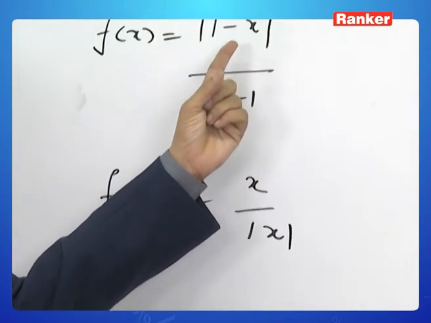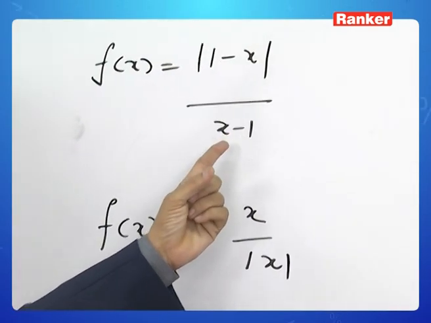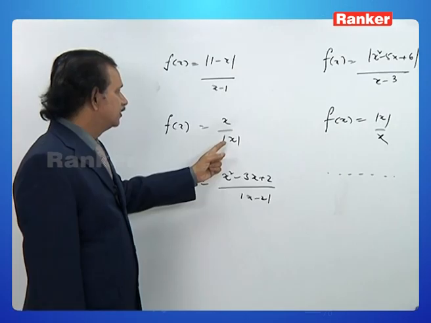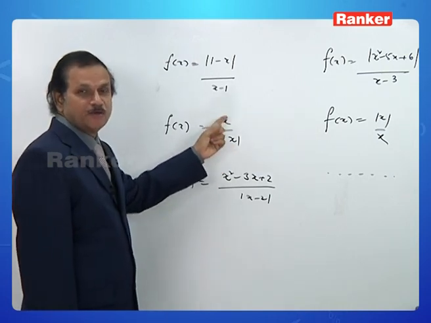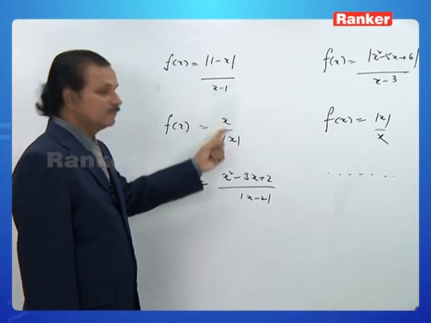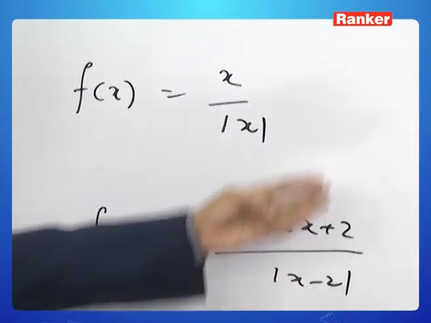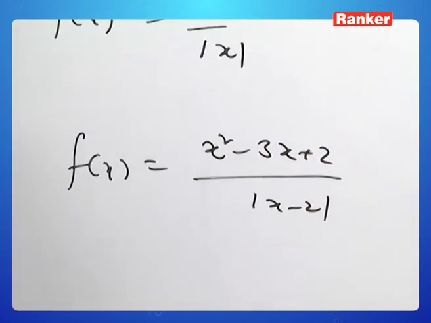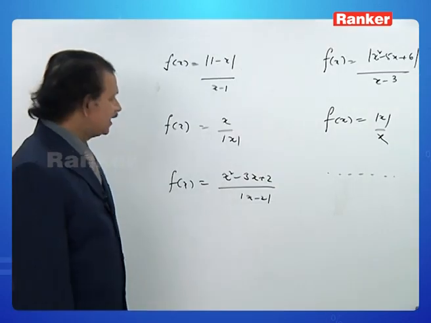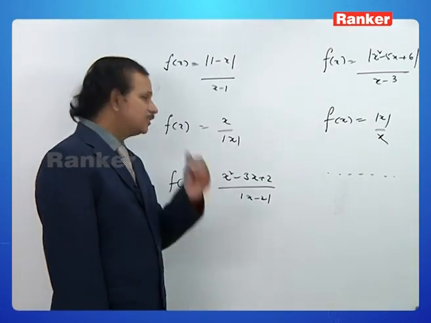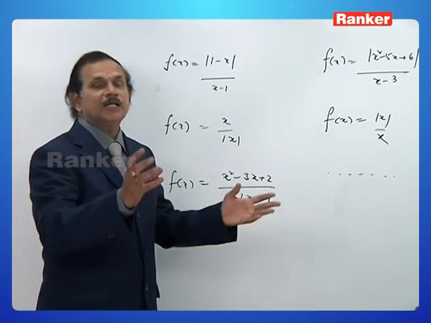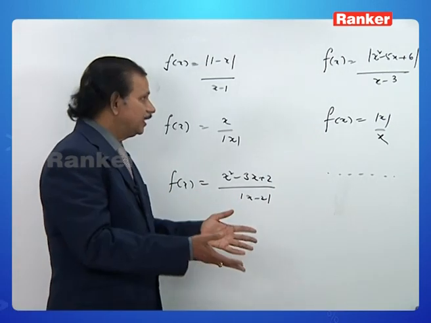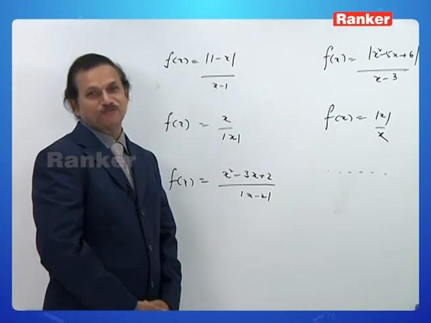The numerator contains the modulus symbol; the denominator does not. Or the denominator contains the modulus function; the numerator does not. All the other things are also present like that. For these functions, continuity will be broken at those points at which the denominator becomes 0.